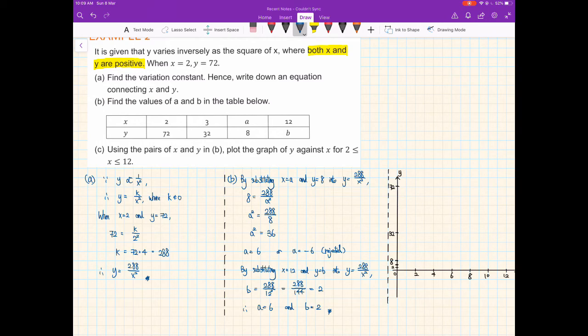Part C. Using the pairs of x and y in B, plot the graph of y against x for x in between 2 and 12. From part B, we have got two pairs of x and y, so we can plot these 4 points on the graph. The first point will be x equals 2, y equals 72.